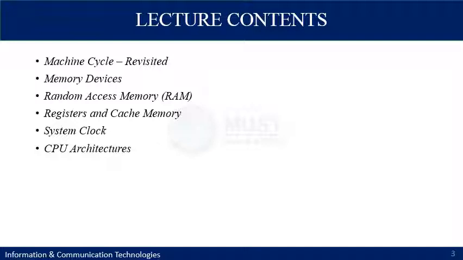Then we will move our discussion to the processing of the system, and to maintain the processing we have to have a system clock in every CPU, or system level clock. Finally, we will conclude our discussion with the description of some CPU architectures which have been used in the past and are currently used in different variants of processors.